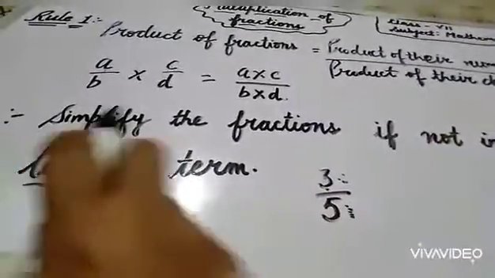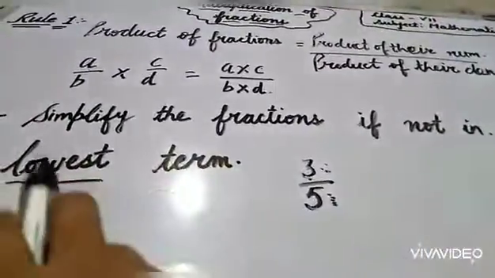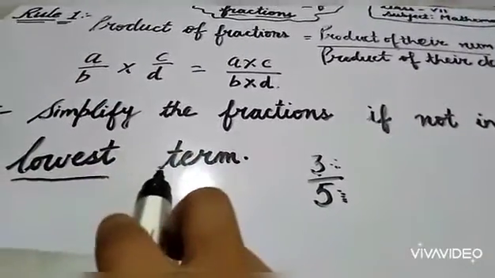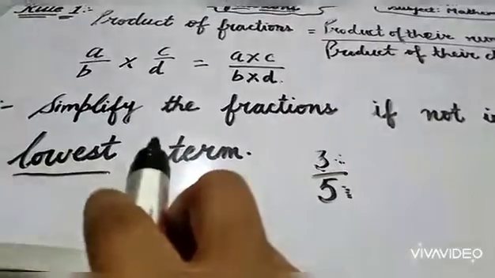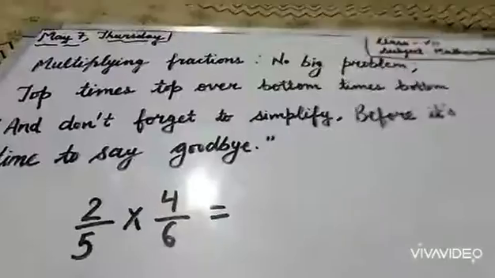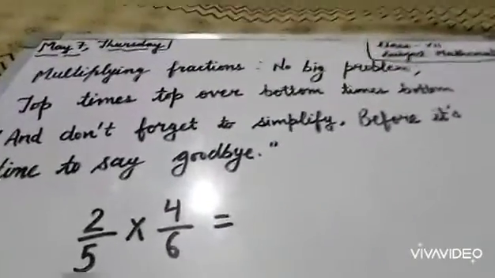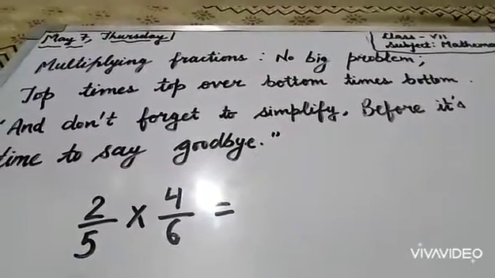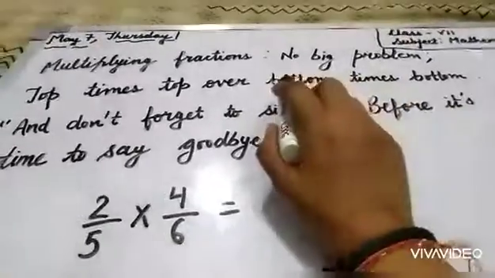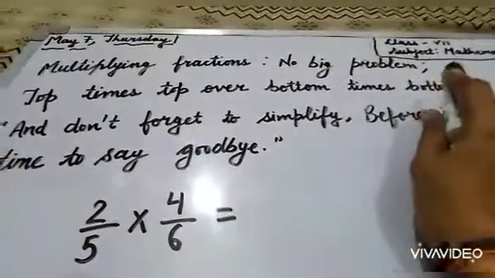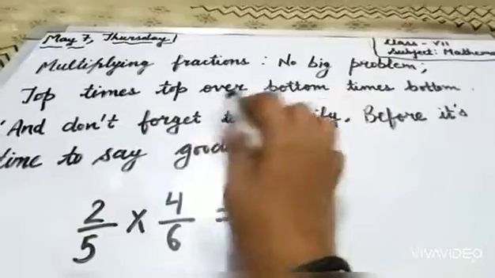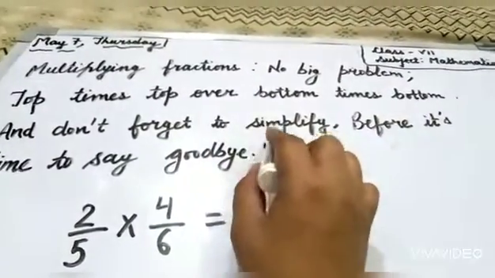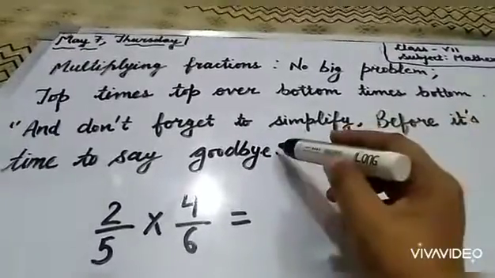Whenever you simplify a fraction that is not in lowest terms, that means if you have any fraction that is not in lowest terms, then you always have to simplify it. Now we will try to understand multiplying fractions by taking a little rhyme. Multiplying fractions, no big problem. Top times top over bottom times bottom. And don't forget to simplify before it's time to say goodbye.